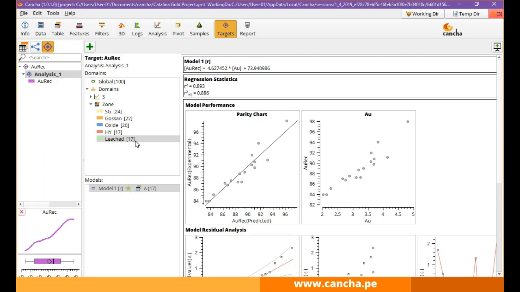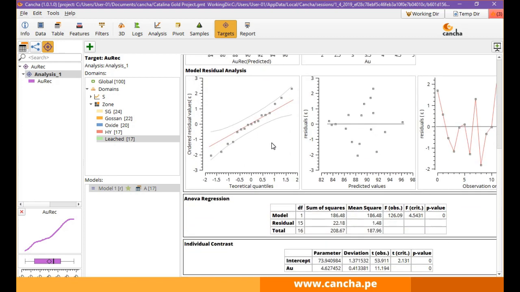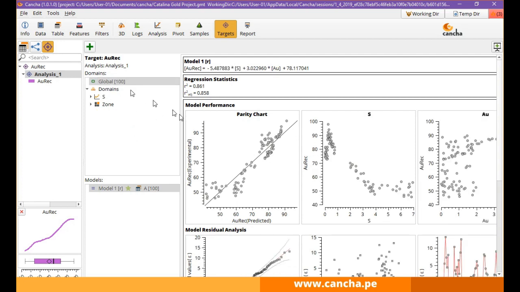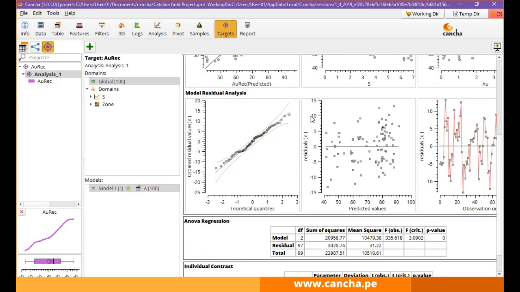So we were wondering, maybe we've got a couple of domains here. Maybe we've got the leached and the Negosson, the oxide and the supergene, and the hypogene. So 3 domains, and that would give us a pretty good model. Or the alternative is we could just use the global model, a single formula that would describe everything, which isn't bad.